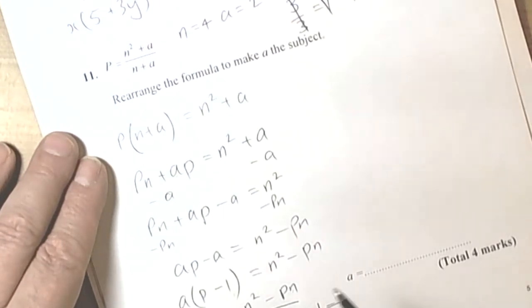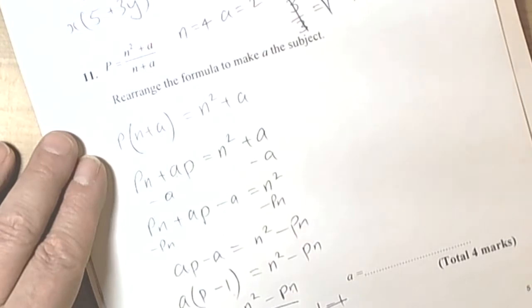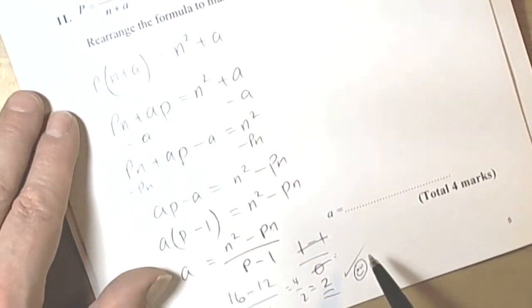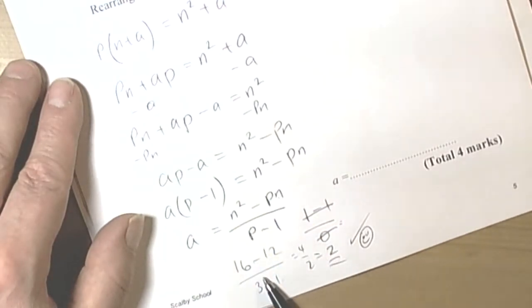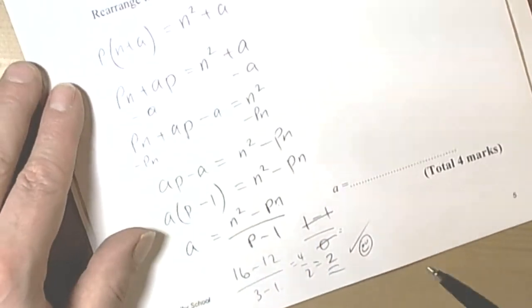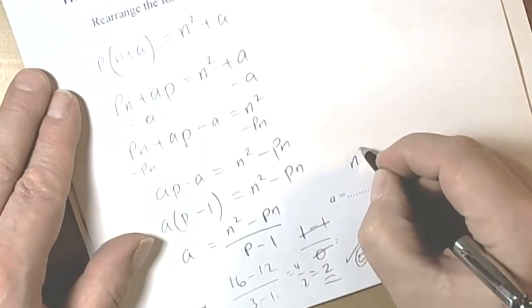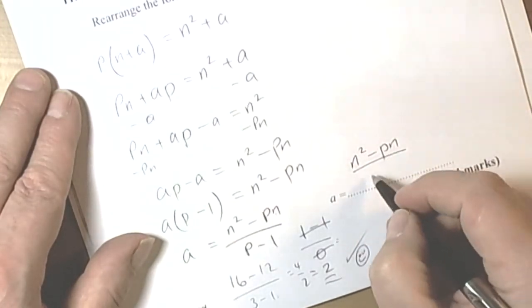So we've got n as 4, so that's 16. We've got p as 3 and n, 16 take away 12. And then we've got the p value of 3, take away the 1. 16 take away 12 is 4. 3 take away 1 is 2, so 4 divided by 2 is the 2 that we gave the original a value. So that gives us a bit of confidence that we were okay in what we did. So again, we replaced the p and n values and we got back the a value we wanted. So we're fairly confident then that our final rearrangement here is the correct one.